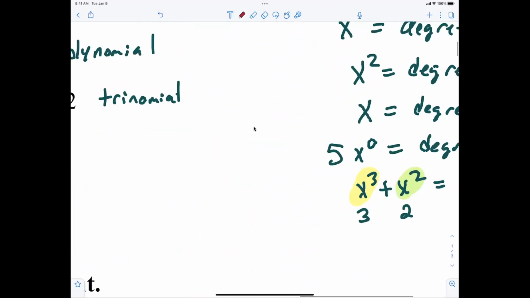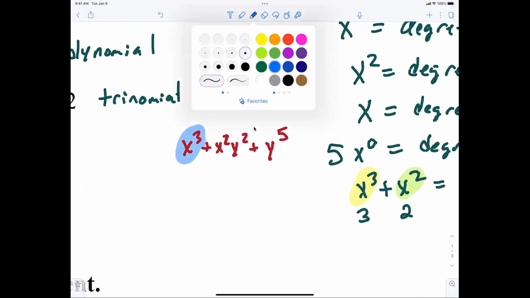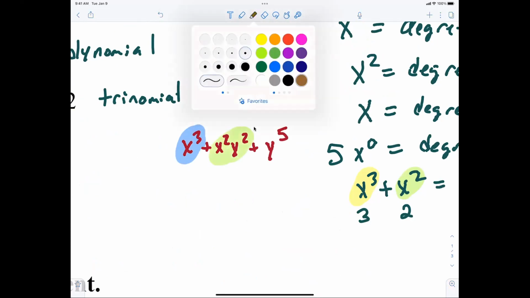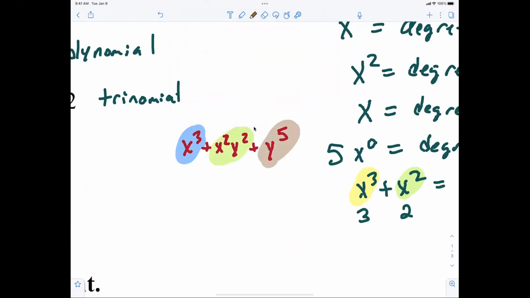One more example. Let's say I had something wild and crazy like x cubed plus x squared y squared plus y to the 5th. What's the degree of this? 3. What is the degree of this? 4. What is the degree of this? 5. So the degree is 5. Now you understand what I'm saying. I promise you it's not a big deal. It's not really going to be on the test. It's a minor detail.